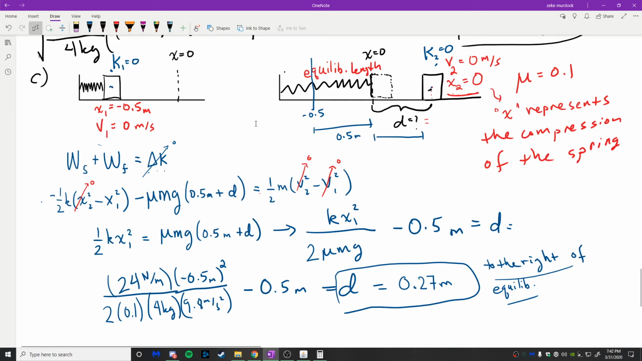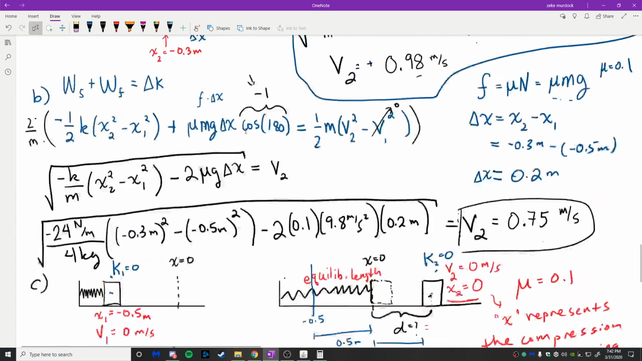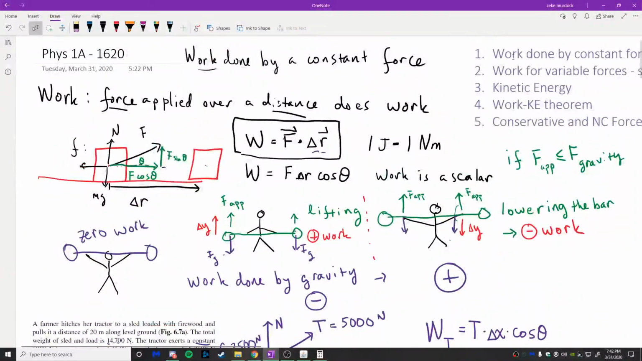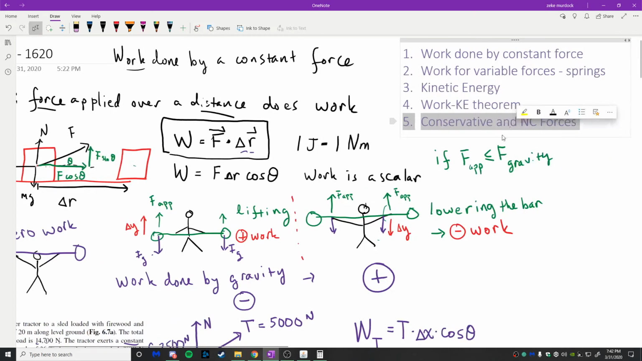All right. So the next topic is going to lead us into the final section of what we want to do here. We talked about kinetic energy. We talked about the work kinetic energy theorem. And the final thing we want to talk about are conservative and NC, which stands for non-conservative forces.